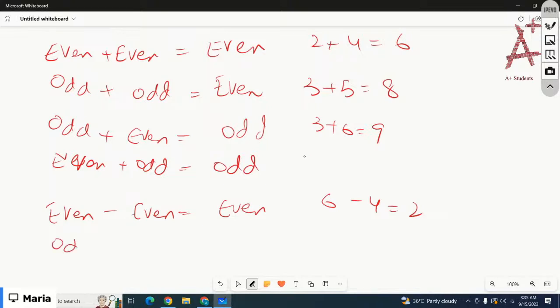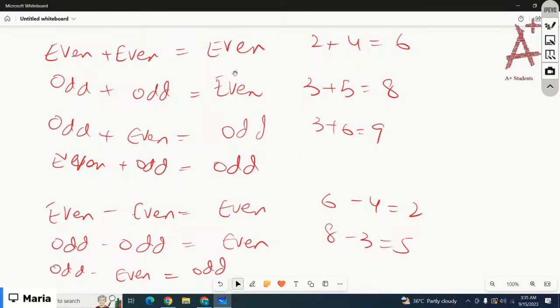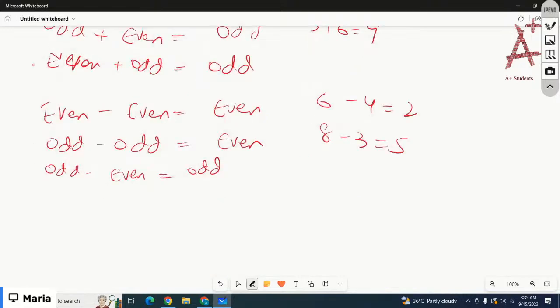Then you have odd minus odd. The answer must be even. For example, you have 8 minus 3. 8 minus 3 is, right? You are subtracting an odd and even. The answer must be odd, right? And when you are subtracting an even and an odd, the answer must be odd.